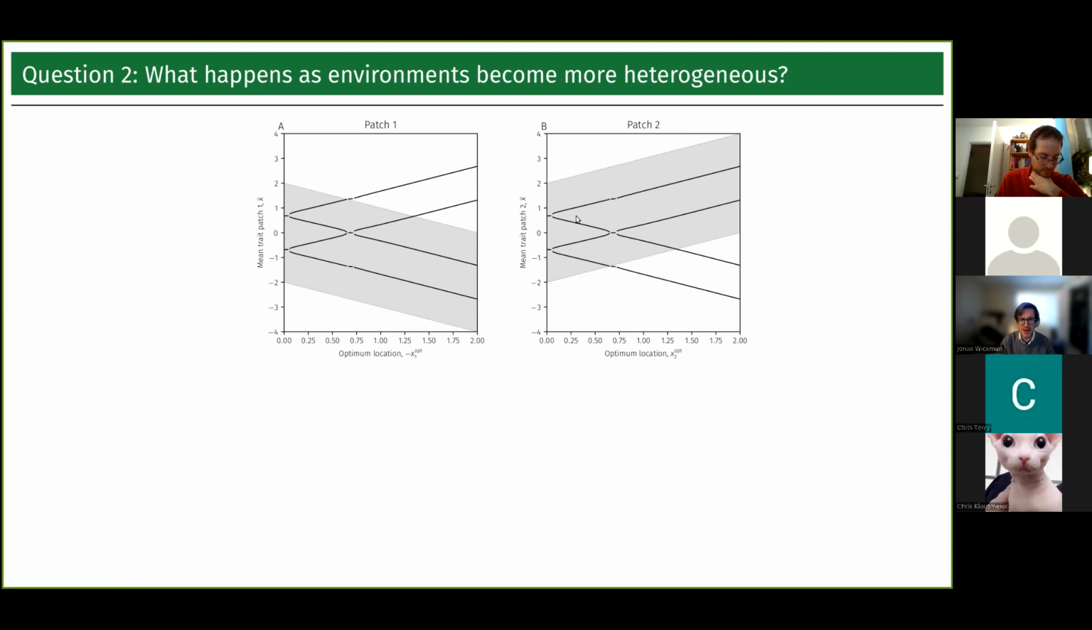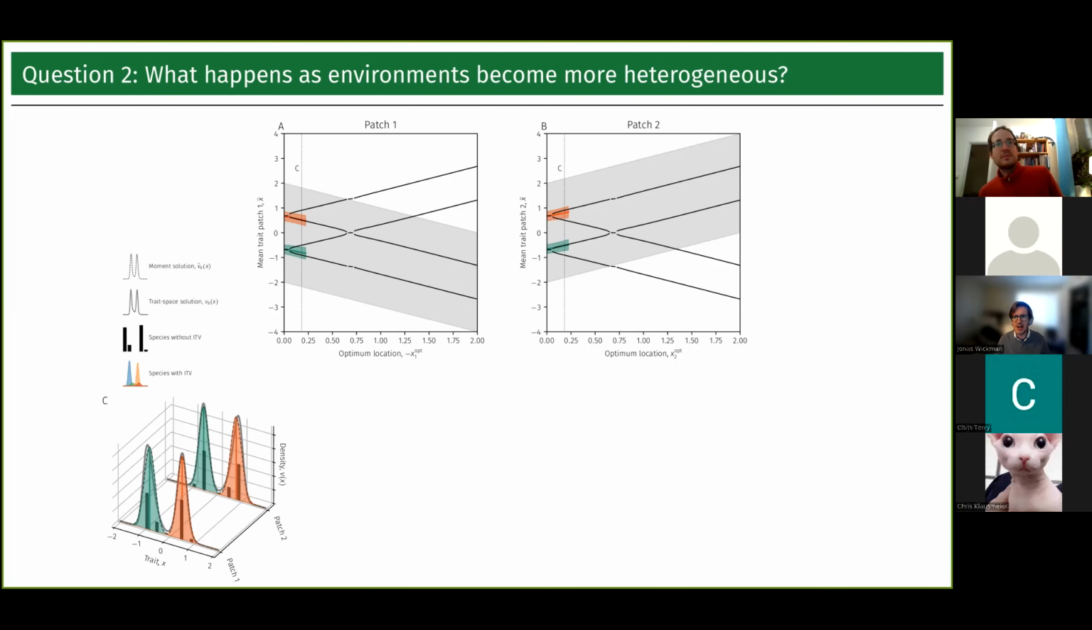And I note here that because we don't have any intraspecific trait variation, we're assuming that all the individuals within a species are identical, which also means that the black lines on patch 1 are exactly the same as the black lines on patch 2. However, when we do include intraspecific trait variation, different things happen.